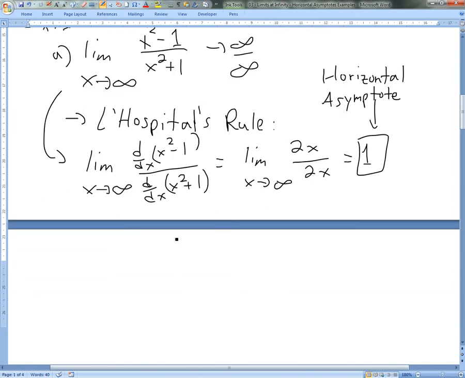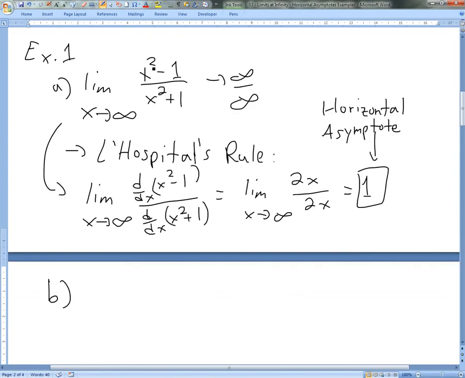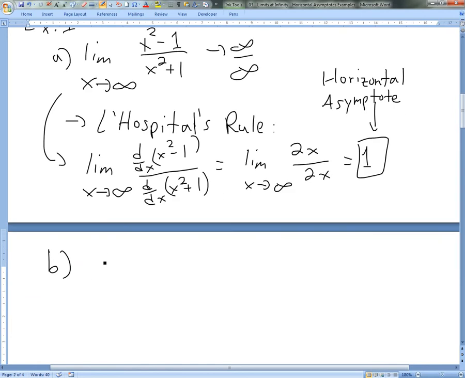And similarly for part B, this is going to be the same answer, because it doesn't matter if you're going to infinity or negative infinity. Remember, you have x squared, and if you had a negative number, it's going to be positive anyway. So for part B, limit as x approaches negative infinity of x squared minus 1 over x squared plus 1, we could do the exact same as above, and you're going to get an answer of 1.